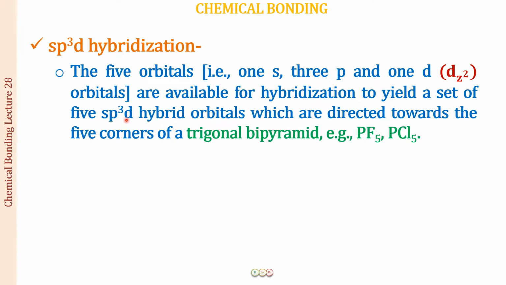So it is going to be a trigonal bipyramidal geometry, and we have already seen this example in the VSEPR theory also, the formation of the PCl5 molecule. We will be discussing the hybridization also for this molecule. Okay, so what do we have? The geometry for sp3d hybridization is going to be a trigonal bipyramidal geometry.